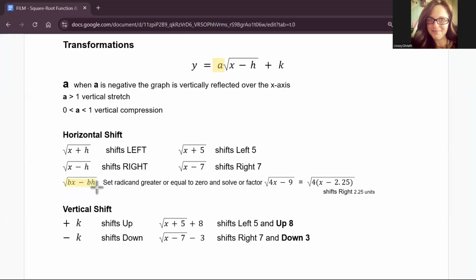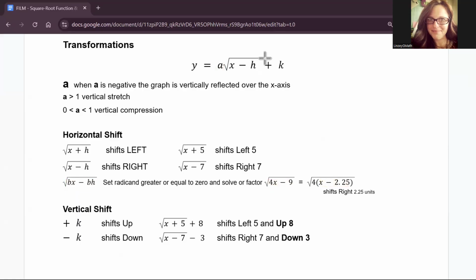And then number 3, this is the one I was talking about. You can factor out the 4 so that you can clearly see x plus or minus h. The 4 under the radical outside the parentheses is a horizontal stretch or compression.